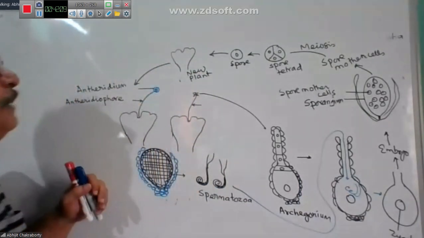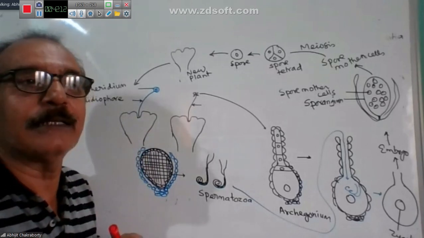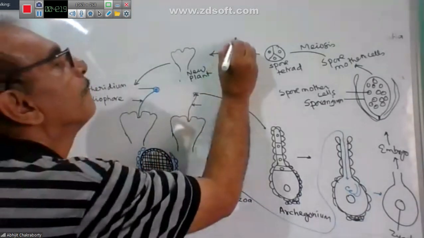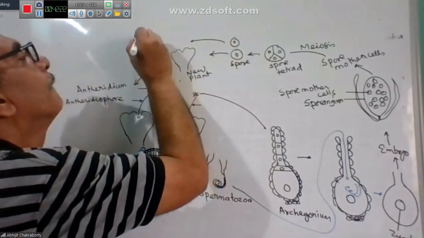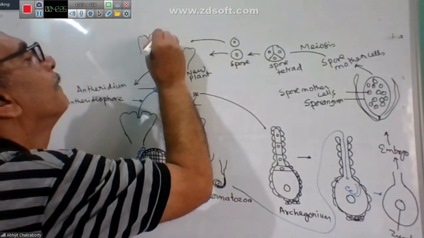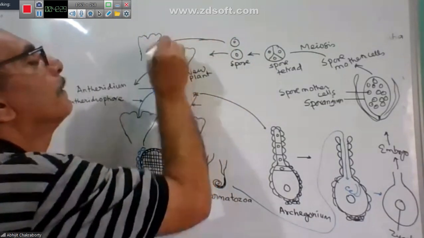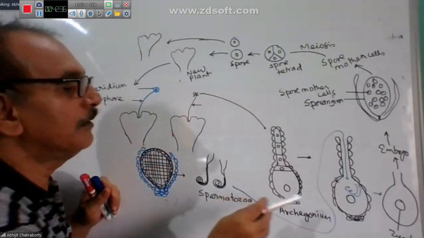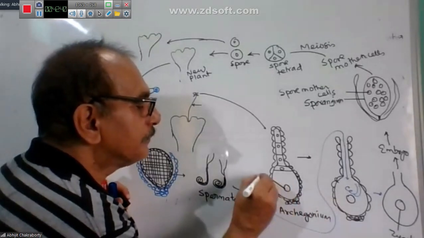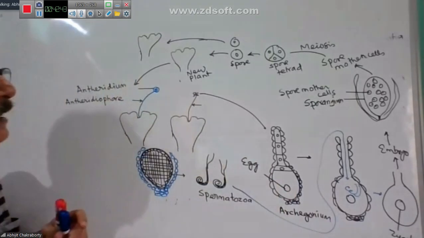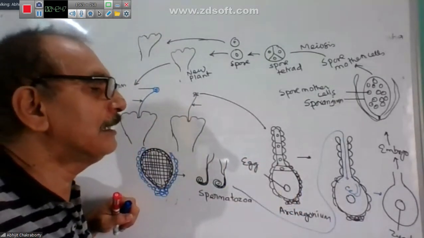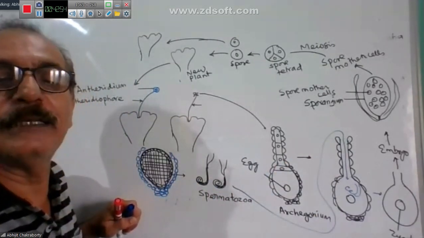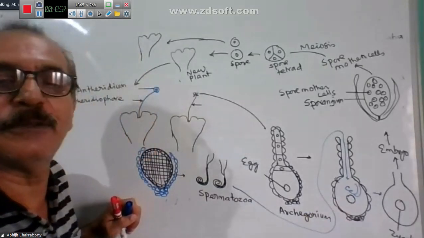This is a new plant. When it matures, it develops antheridium and archegonium in different plants, and then from the antheridium spermatozoa are released. In the archegonium, egg is produced. This is the egg, the oosphere. Just before fertilization, neck canal cells and ventral canal cells are destroyed, and sperms through swimming reach the archegonium and fertilize the egg. The fertilization takes place inside the ventral region of the archegonium.